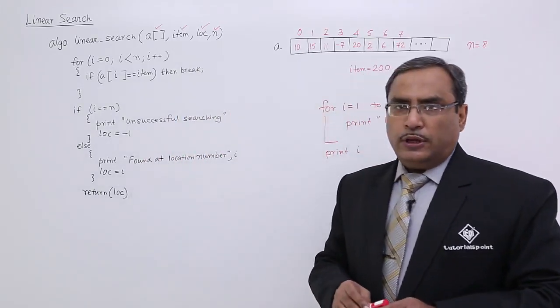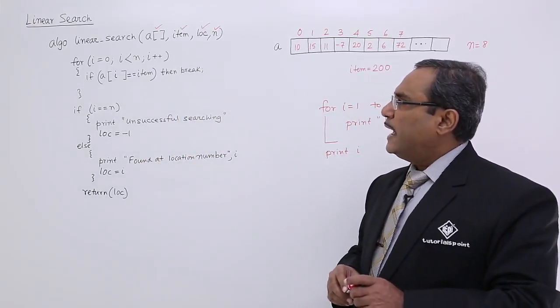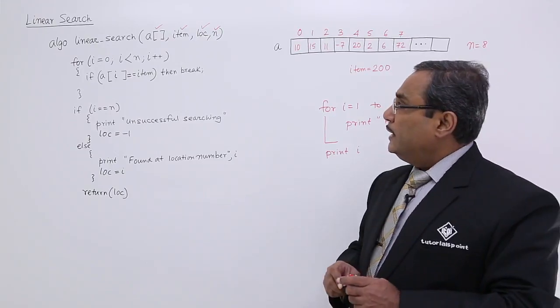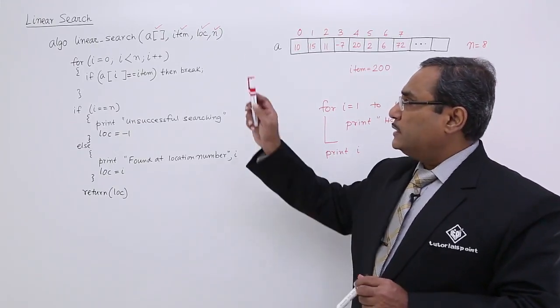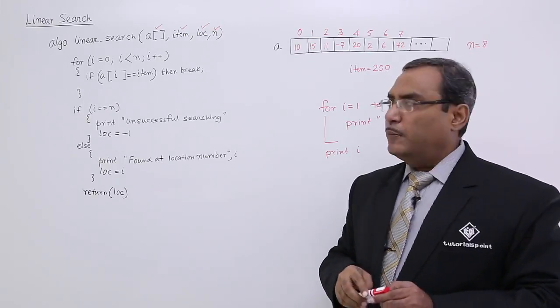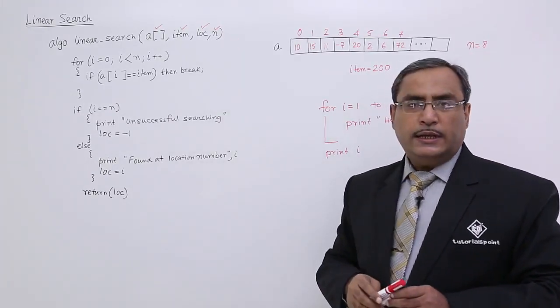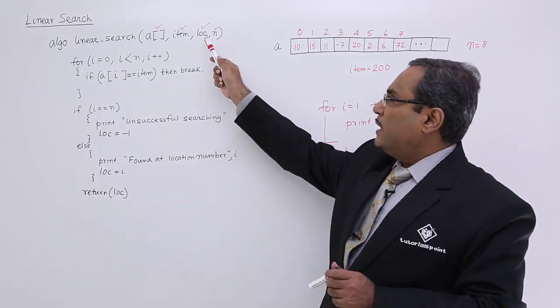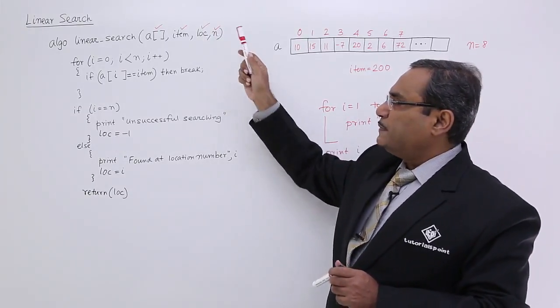So this is my algorithm. The name of the algorithm is algorithm linear search. Here I am passing 4 parameters: 1, 2, 3, 4. The first parameter is the name of the array, the second parameter is my item, the third parameter is the lock, and the last parameter is n.